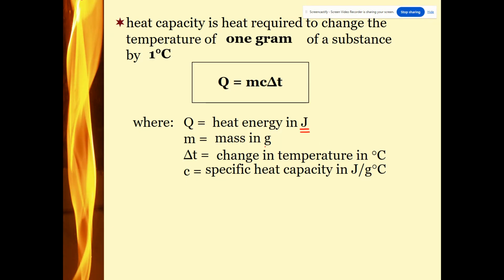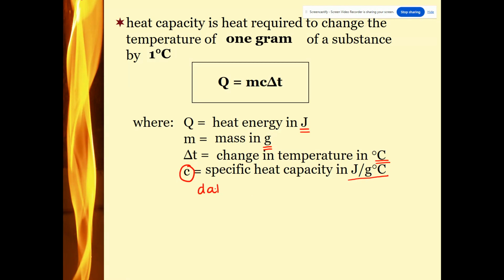Your mass, always in chemistry, needs to be in grams. The temperature change will be in degrees Celsius. And the specific heat capacity, as we mentioned, that is C in the formula. The specific heat capacity, again, is measured in joules per gram degree Celsius.